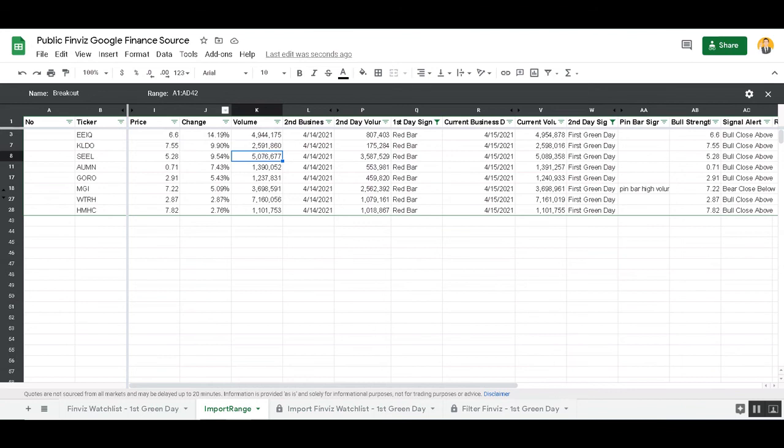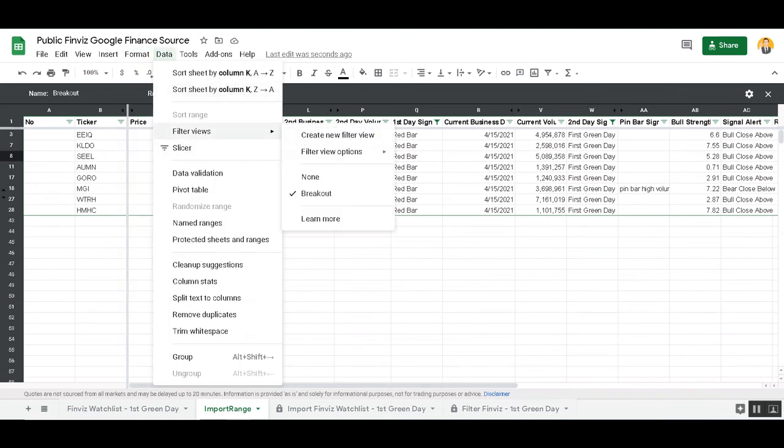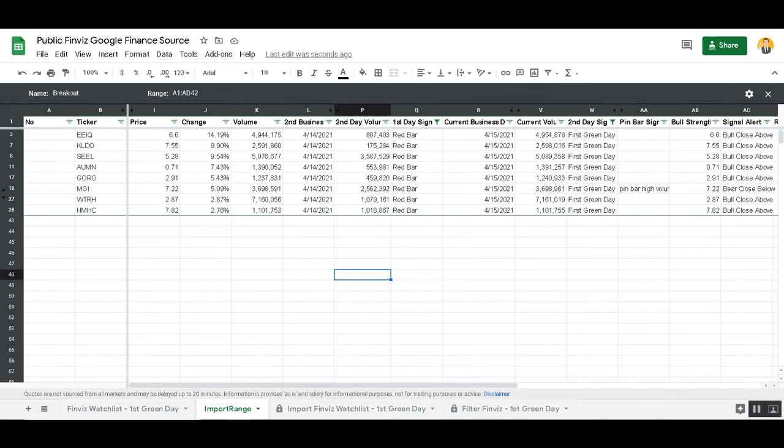Now do you understand how to use custom filter views to scan for setups that are already pre-made in your Google Sheets?